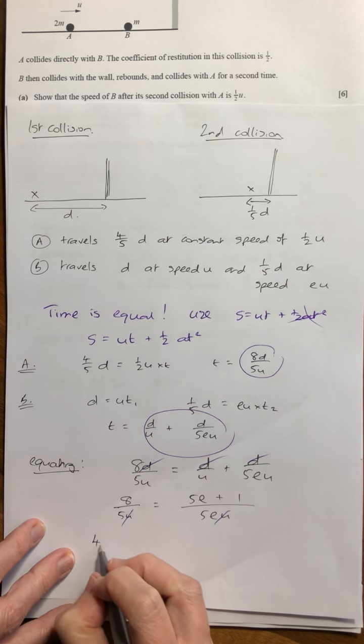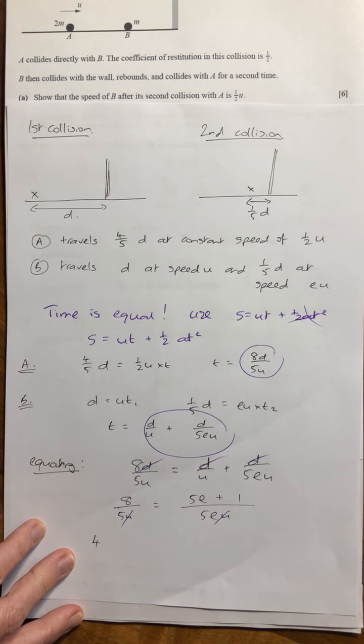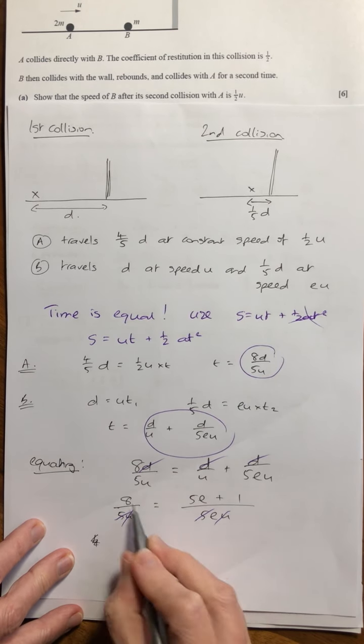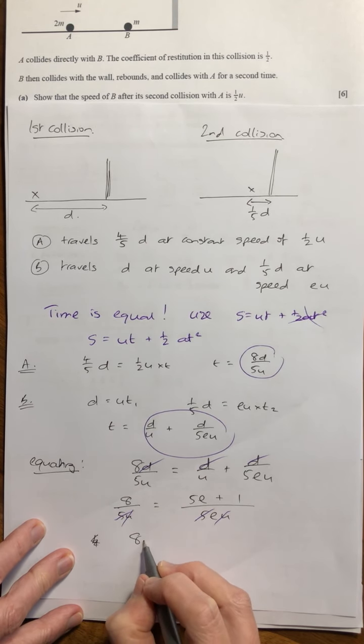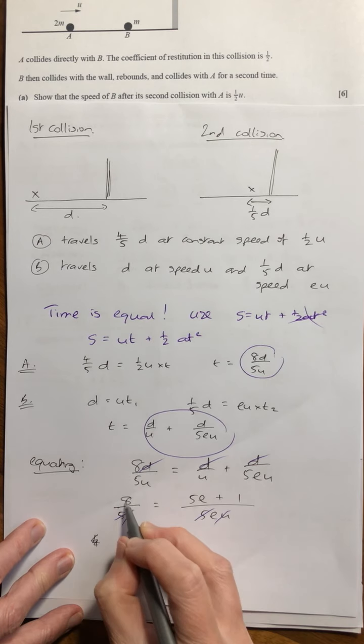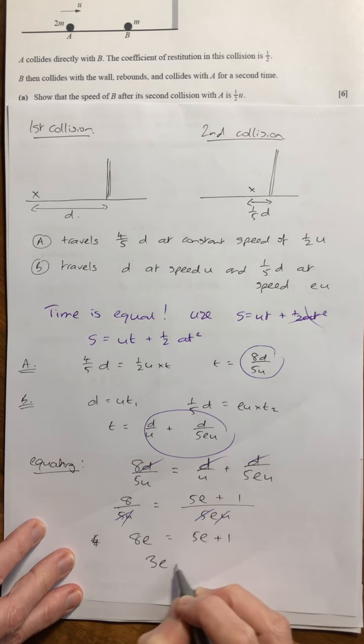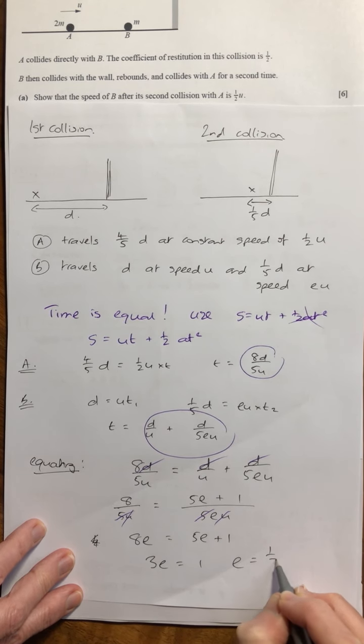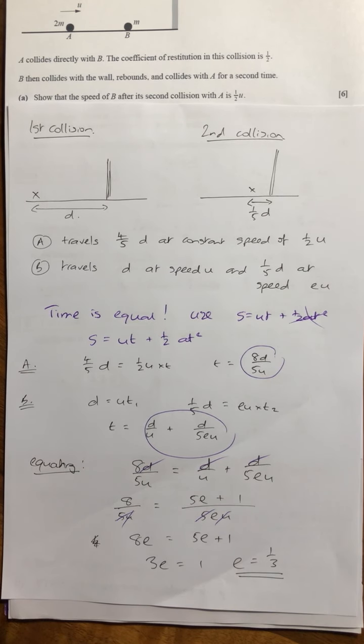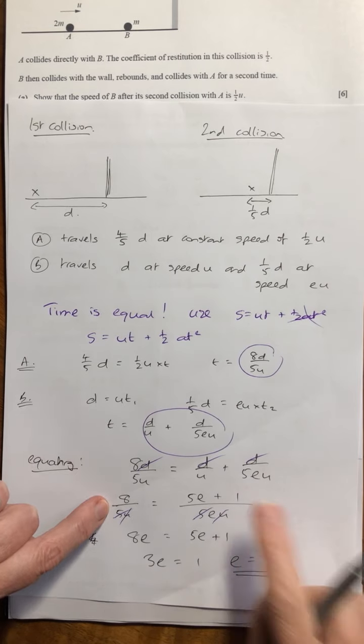So I know that 40, is that 5 going as well? I think that 5 might be going as well. So I'm left with 8E there times there is equal to 5E plus 1. 3E is 1 and E is 1/3. Okay, sorry, I got a little bit confused in there.